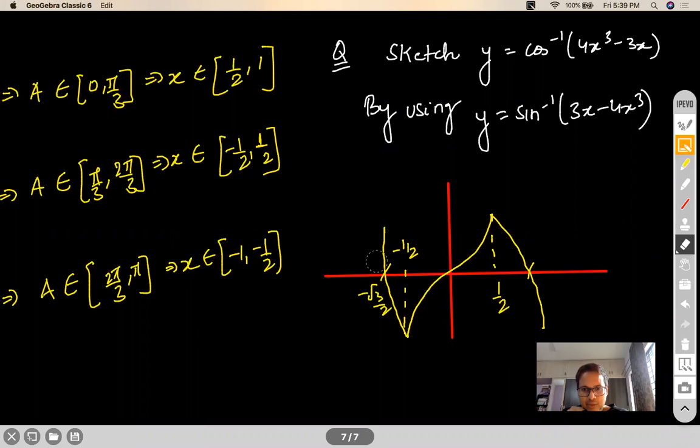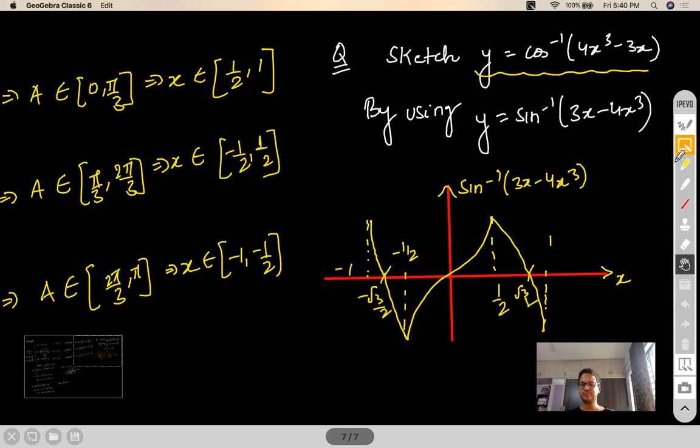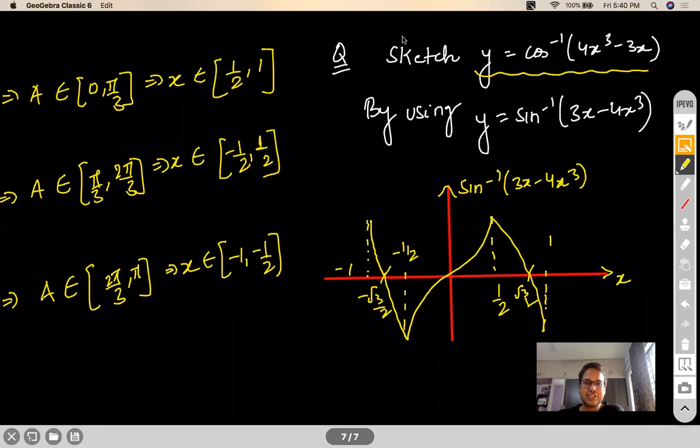This will not be that bent also. So this will be at 1 and minus 1. So using this graph, that is the graph of sine inverse 3x minus 4x cube versus x, can you draw the graph of this function? If yes, how? What all transformations will you use so that you end up getting the graph of cos inverse 4x cube minus 3x from the graph of sine inverse 3x minus 4x cube?